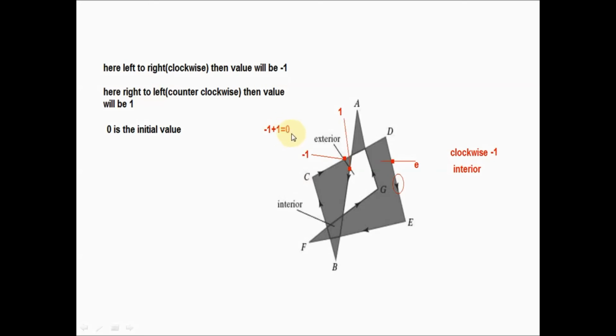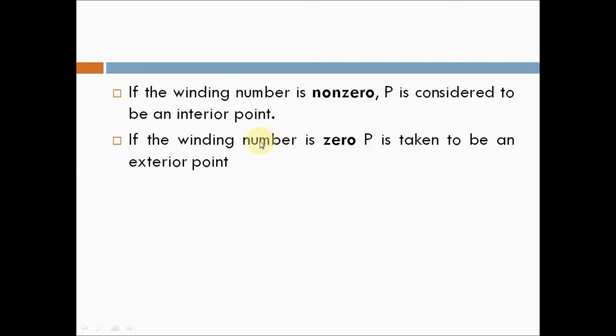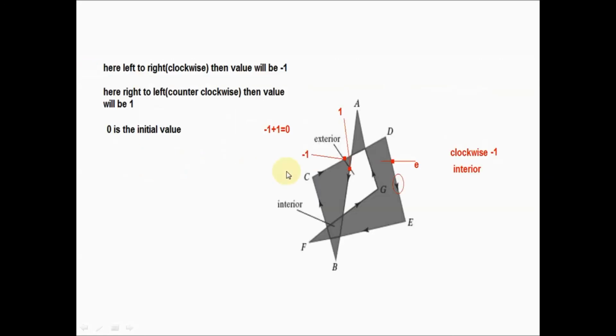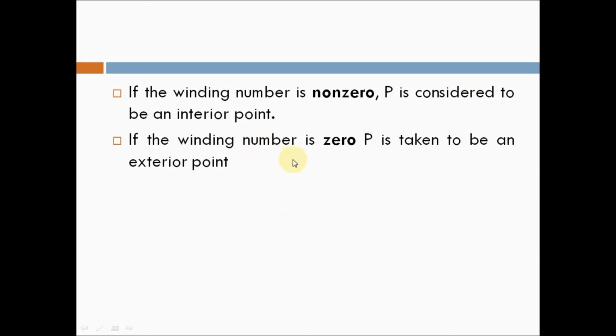Now what does the rule say? If the winding number is 0, then the region is exterior. So your point is here, right? So you can see that this white region is exterior. According to the rule, the winding number is what here? 0.